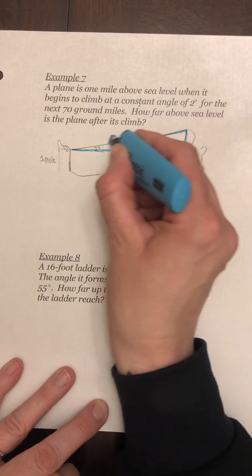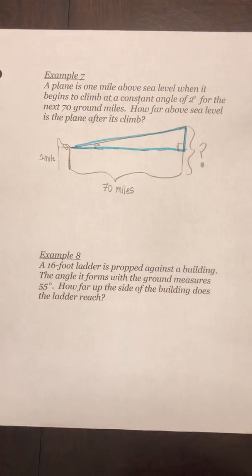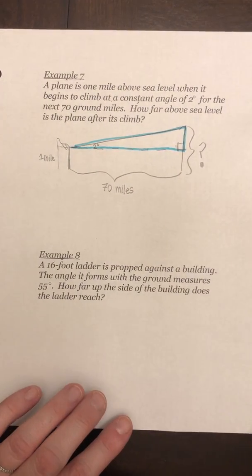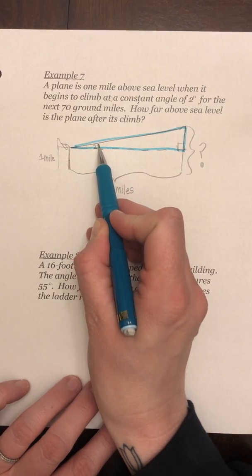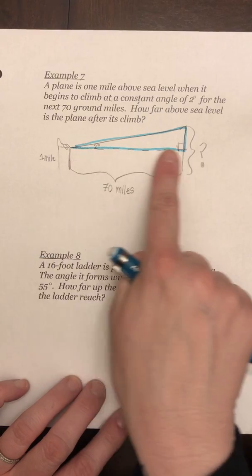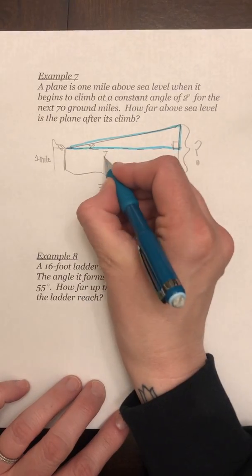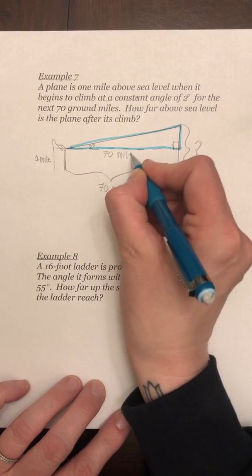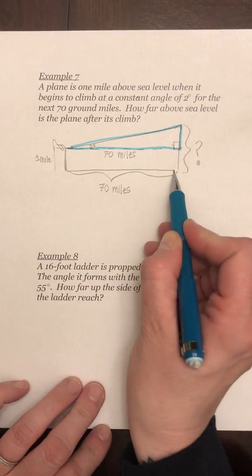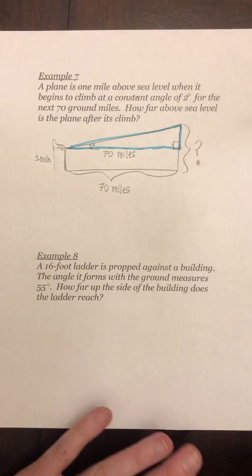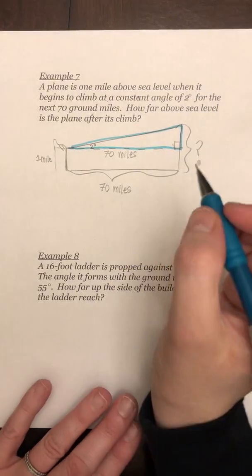That would be the right triangle that we're looking at. So here's the good news. We have this angle measurement right here of 2 degrees. We know that this bottom line right here is 70 miles because the dotted line that I drew is parallel to the ground. So those are going to be that same distance there from start to finish.